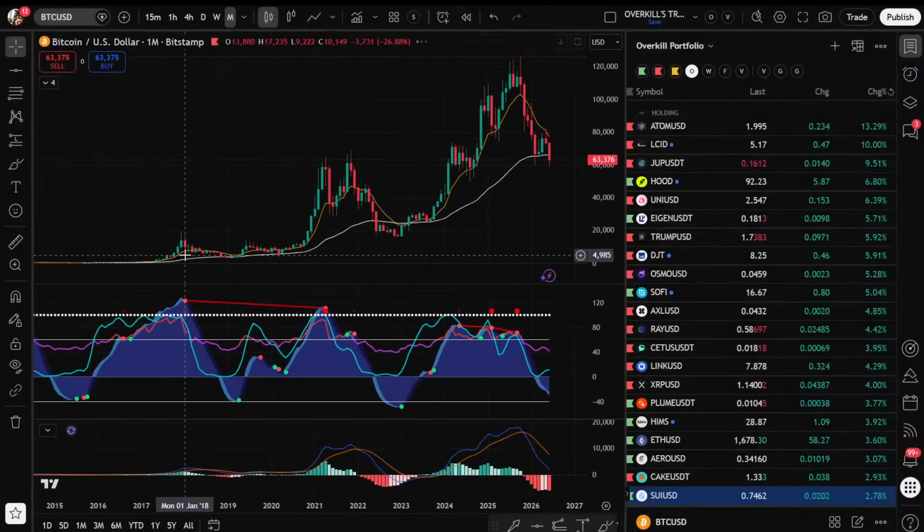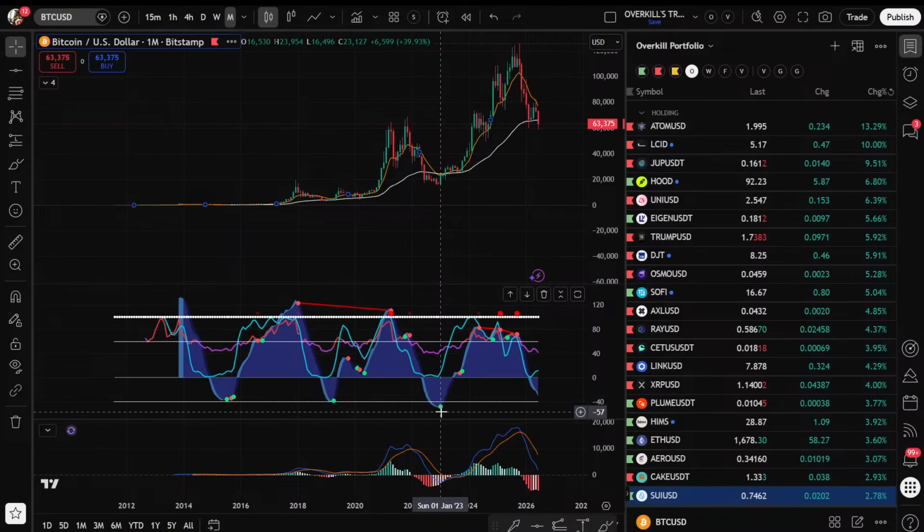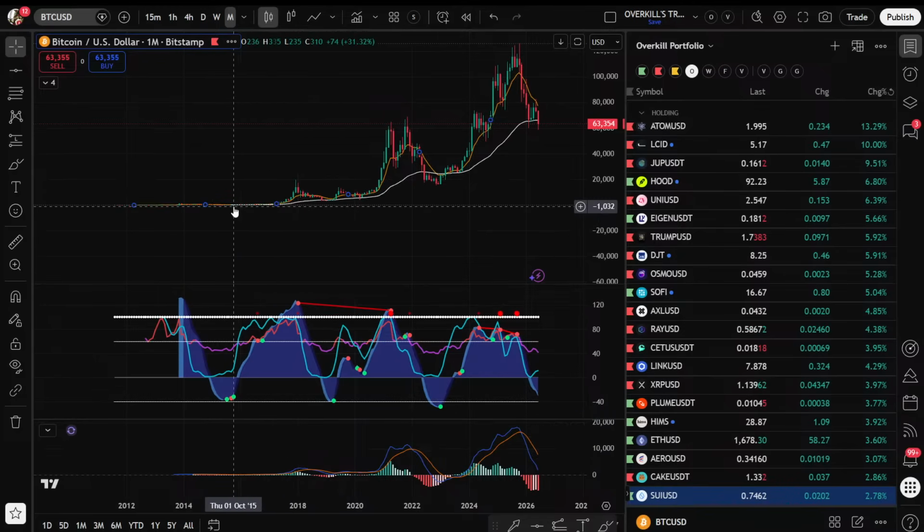You can have a plan to buy Bitcoin every time it gives a monthly dot. Look at this. Monthly dot down here, 2023, Bitcoin, $19,000. 2019, Bitcoin, monthly dot, $3,000. 2015, Bitcoin, green dot, $400. Okay, what do you think's coming here pretty soon, folks?